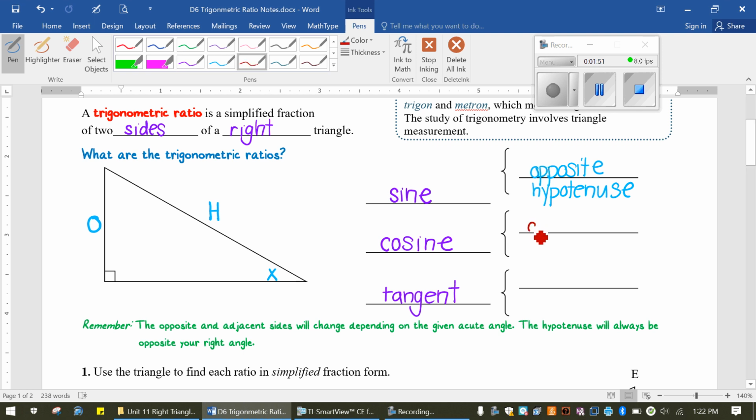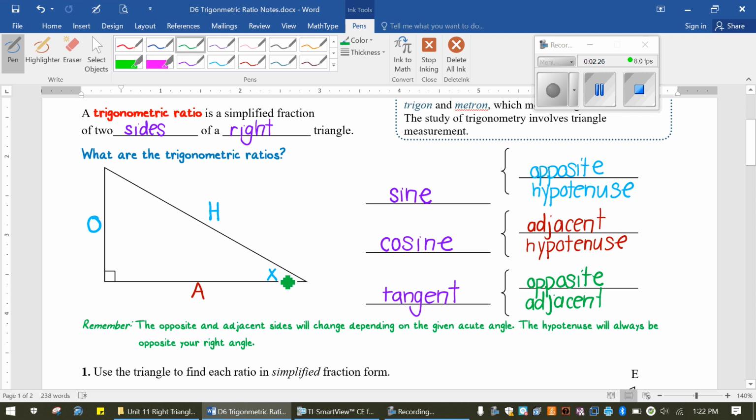For the cosine, it is the adjacent side to whatever angle we're talking about over the hypotenuse. So for this angle, this is the adjacent side. Adjacent means touching. And then your tangent is the opposite side of whatever angle we're talking about over the adjacent side.